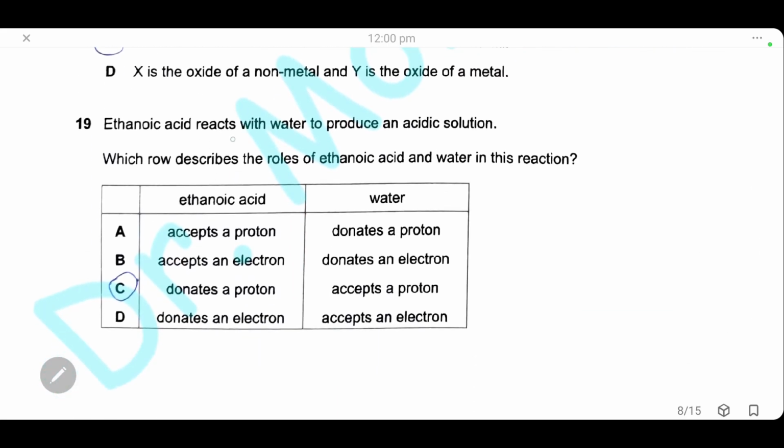19. Ethanoic acid reacts with water to produce an acidic solution. Which row describes the role of ethanoic acid and water in this reaction? Of course, ethanoic acid is an acid, so it's a proton donor. It will donate a proton, and this proton will be accepted by water. So the answer is C.